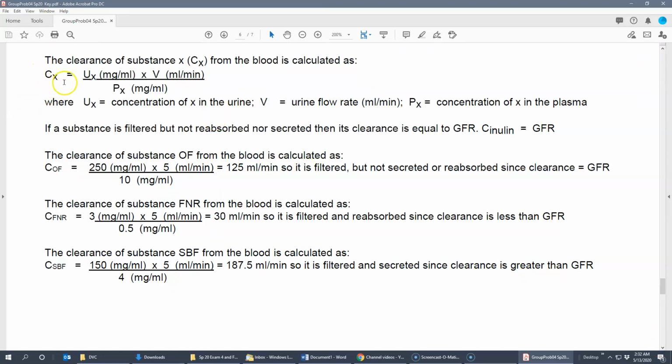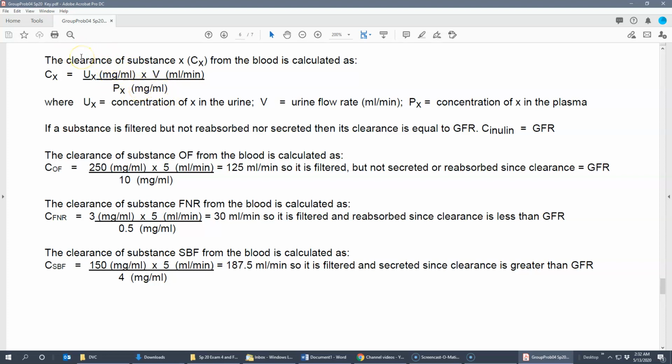The clearance of some unknown substance, substance X, equals the urine concentration of X, what it is in the urine. It doesn't really matter what the units are here because they'll cancel. Times the V, that's the urine production rate, in mils per minute. And then the plasma concentration of whatever substance it is, also measured in milligrams per ml, so that would be canceled out.